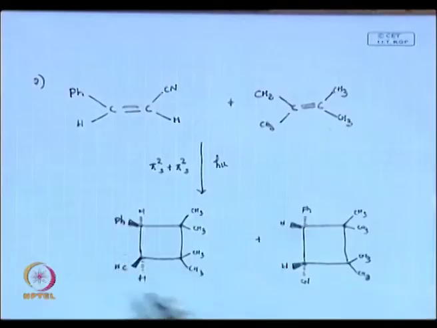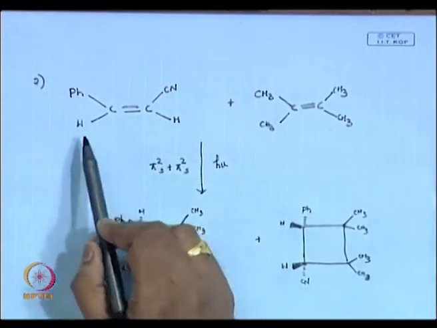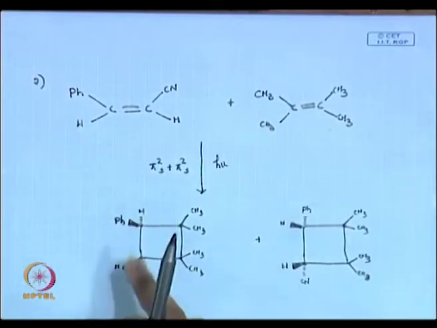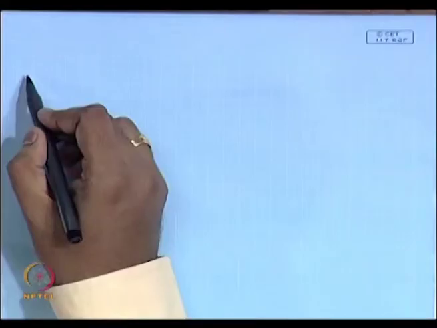If it is trans, you get the same type of product here. In this case it is cis, and if you take trans, you might end up with two different products. That is good. Same way we will take another example, which is your third one.